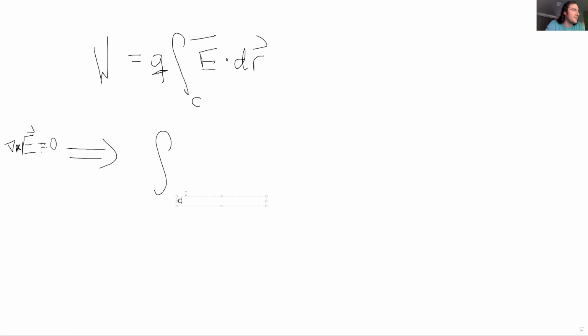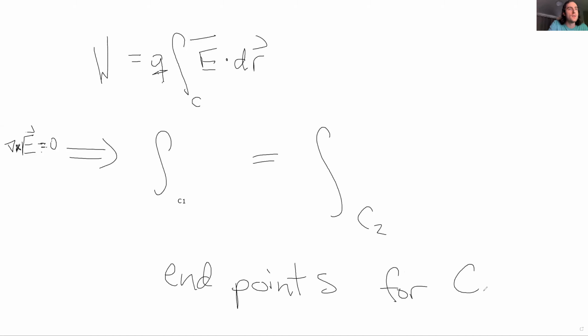So the integral of E dot dr on a path C1 is equal to the integral on a path C2, provided that the endpoints for C1 and C2 are the same. Okay, so provided they're the same, then we have this thing here.